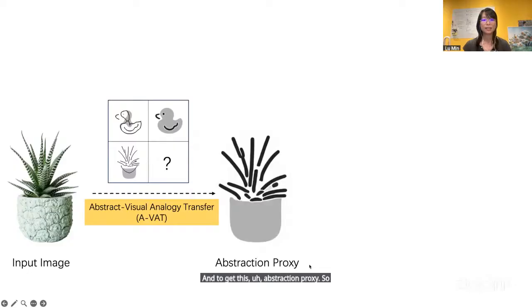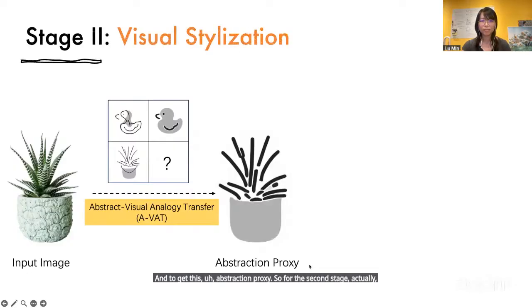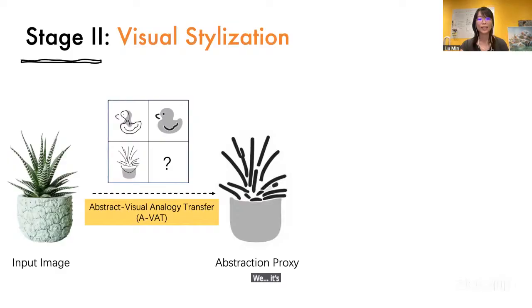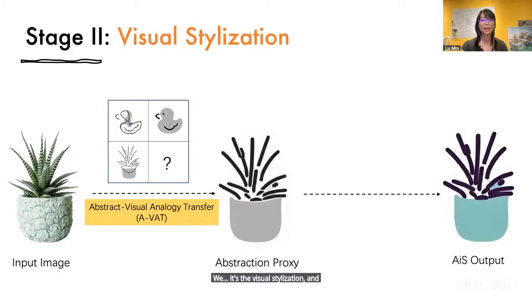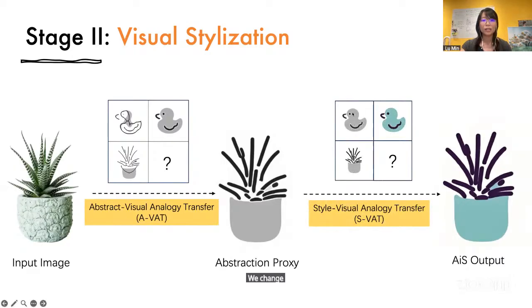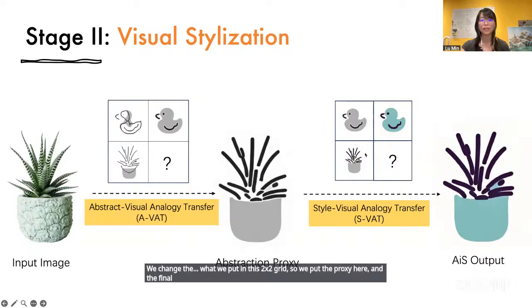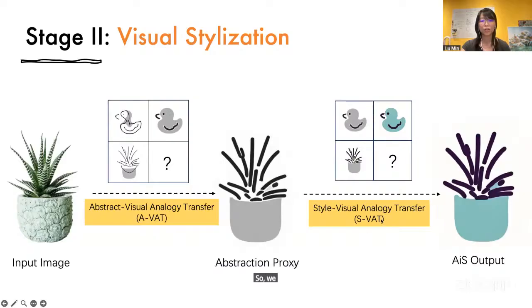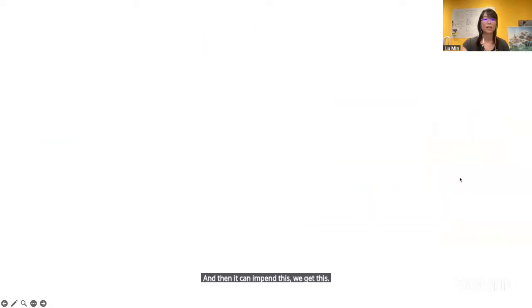The second stage is the visual stylization, and we apply the same mechanism, but we change what we put in this 2x2 grid. We put the proxy here and the final output here. So we train a LoRA to learn the mapping from this proxy to the final output, and then it can inpaint this, and we get this.